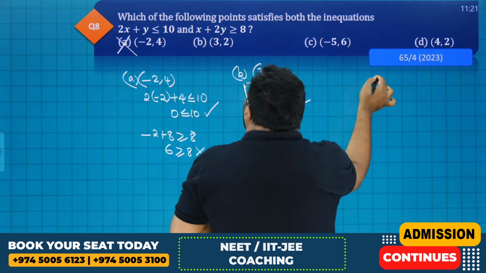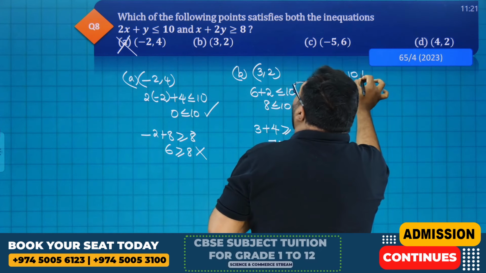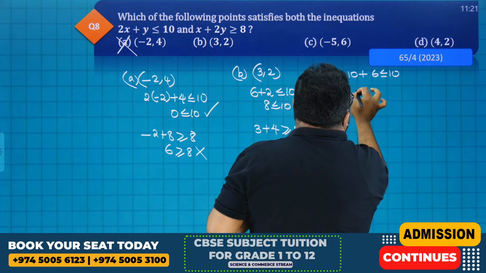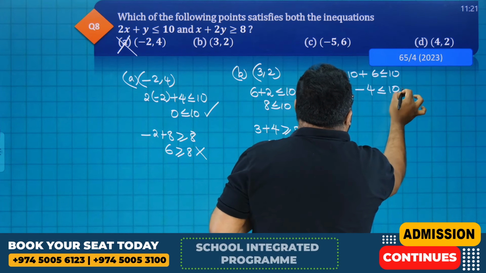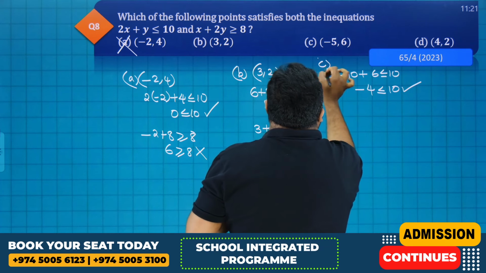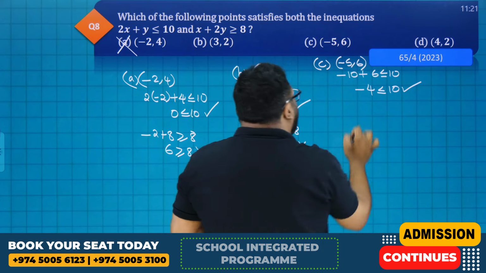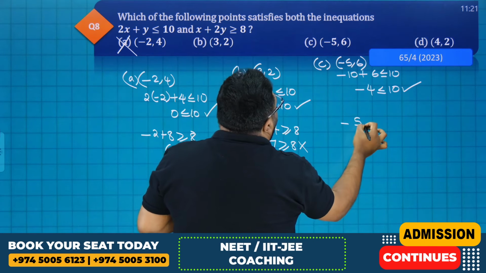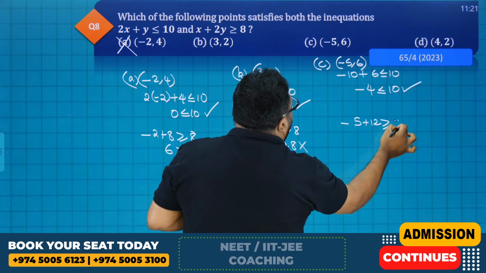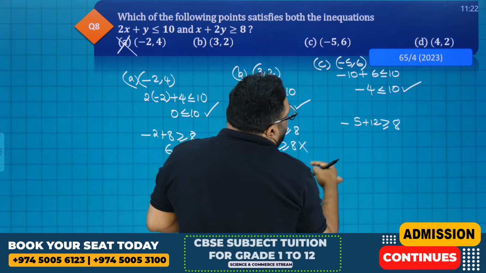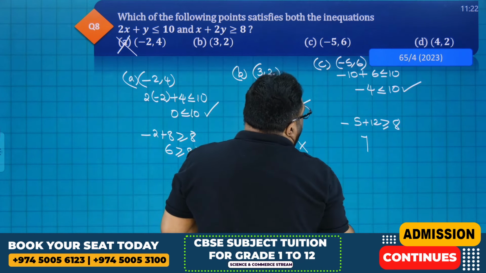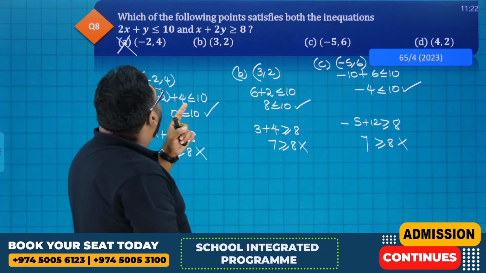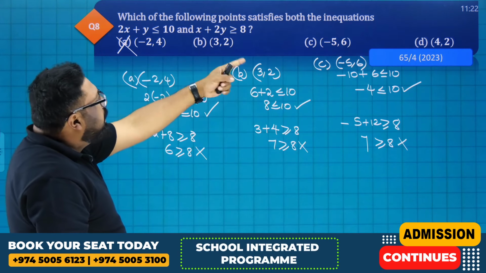Let's try option C, -5, 6. -10 plus 6 less than or equal to 10. So it is -4 less than or equal to 10, which is correct. Put -5, 6 in the second one: -5 plus 12 greater than or equal to 8. -5 plus 12 is 7, which is greater than or equal to 8. It's false. So -5, 6 is also wrong.